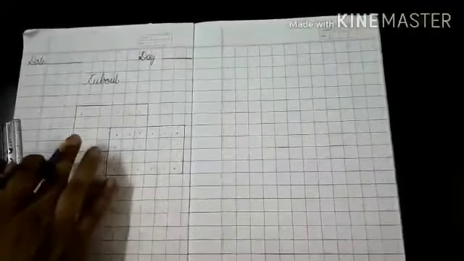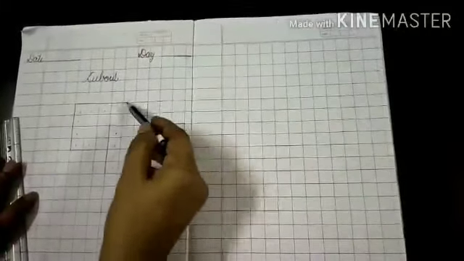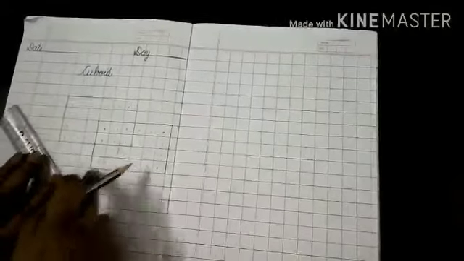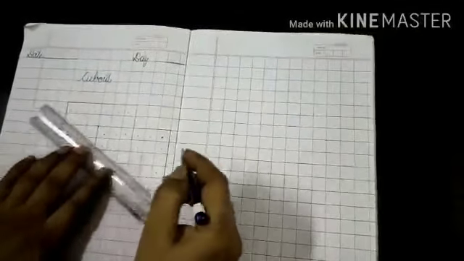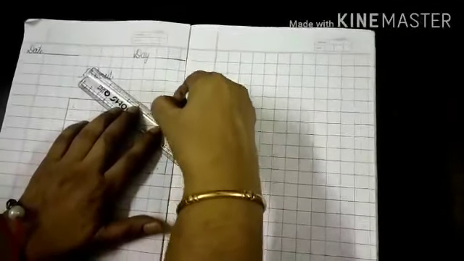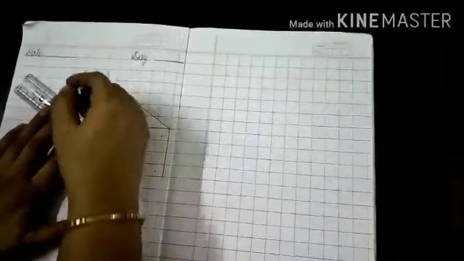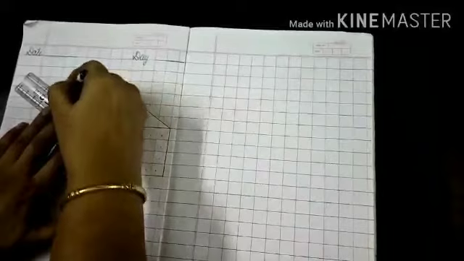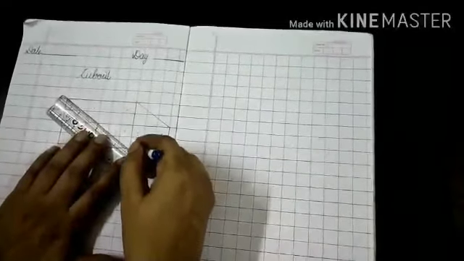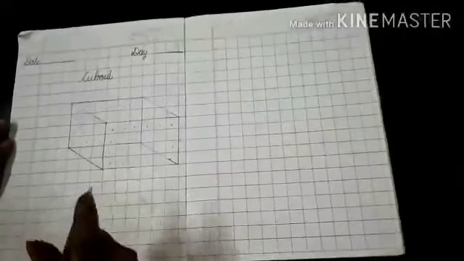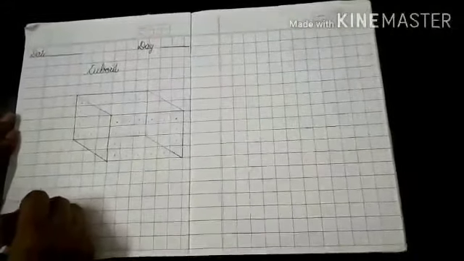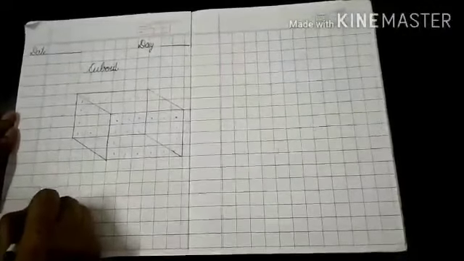Understand? Students, a rectangle has 4 sides. Its opposite sides are equal. For the cuboid, we will join the corners. 1, 2, 3 and 4. We have joined the corners. Now your cuboid is ready. This is your cuboid. Again, after leaving 2 lines, we will write, for example.